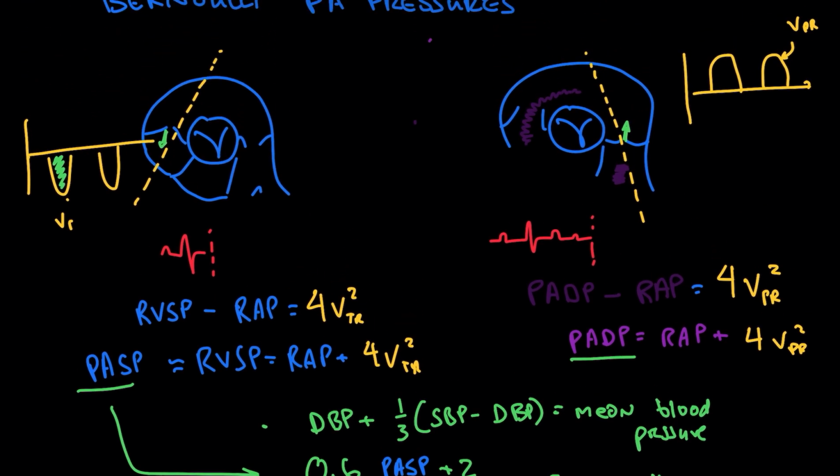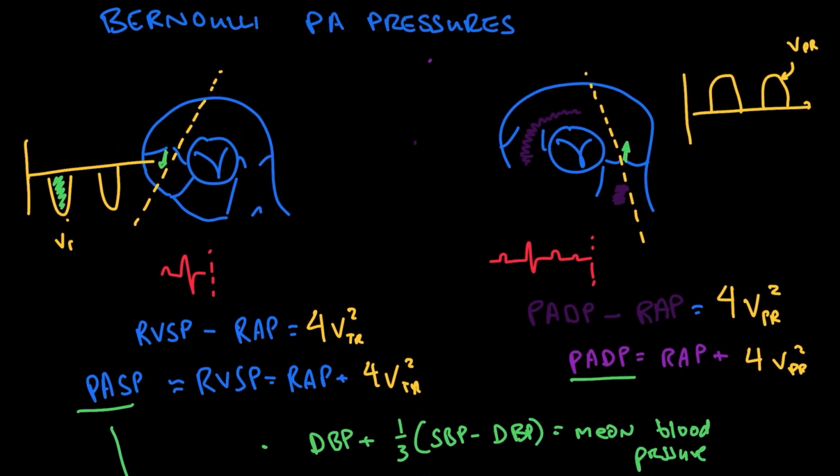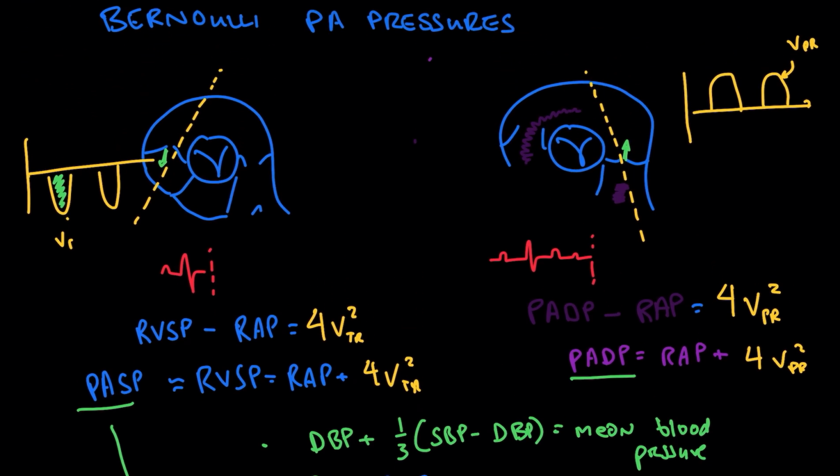So again, just looking at the top, if we're looking in systole, we can use our TR jet to estimate our right ventricular systolic pressure or our pulmonary artery systolic pressure, if the pulmonic valve's okay. And during diastole, we can use our PR jet to estimate our pulmonary artery diastolic pressure. And then you can take that diastolic pulmonary artery pressure and the systolic pulmonary artery pressure and figure out the mean. So just another application of the Bernoulli principle.